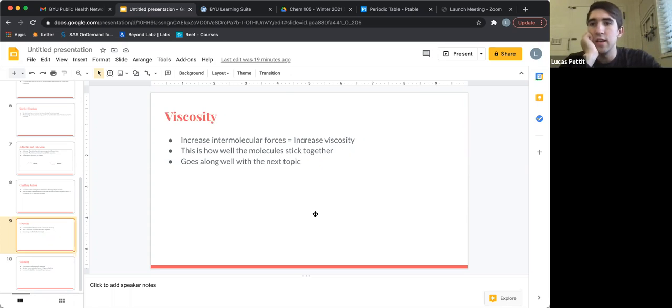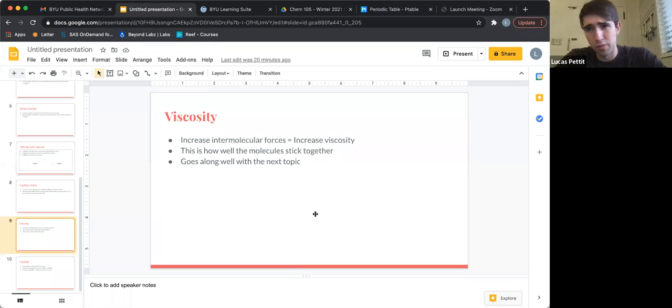And what viscosity is, imagine gasoline versus honey. While gasoline is a very thin liquid, honey is super thick and sticks together really well. And that really is the idea of viscosity. The higher your intermolecular forces are, the more the molecules are going to want to stick together, so the thicker it'll appear and feel.